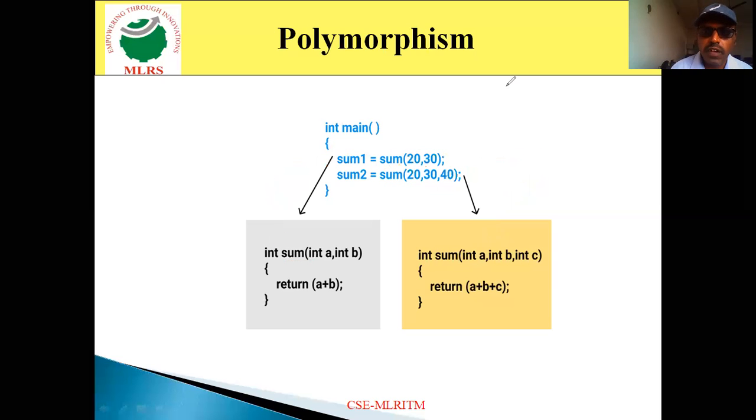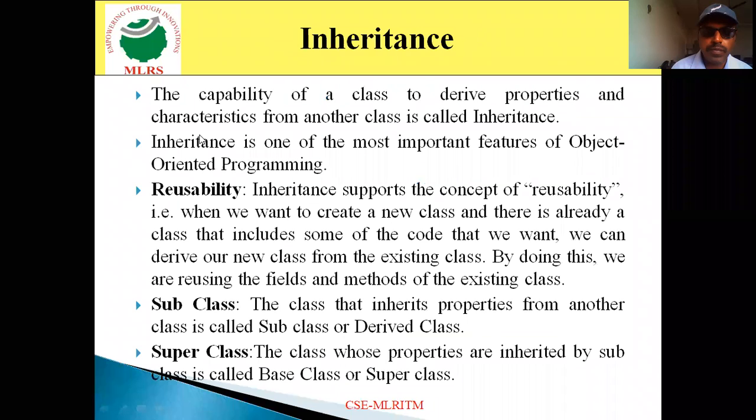This is what function overloading actually means. Then come to the next one, that is inheritance. Inheritance is one more important object-oriented programming concept. Here inheritance means the capability of a class to derive properties and characteristics from another class. That indicates we are deriving the properties of one class to another class.